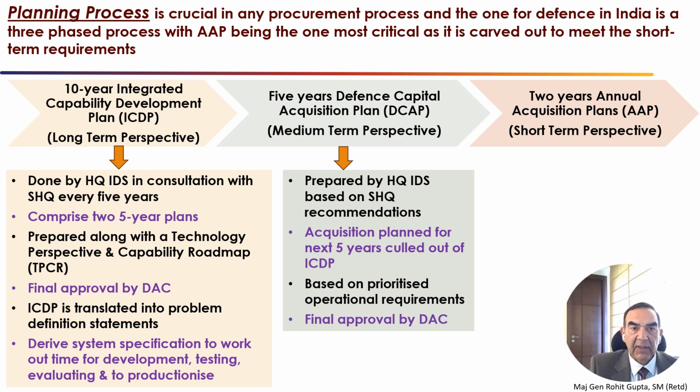At the apex level, we have the 10-year integrated capability development plan, ICDP, which looks at the long-term perspective of defense capability building. This ICDP is done by the Headquarter Integrated Defense Staff, IDS, in consultation with the service headquarters every 5 years. And this comprises two 5-year plans to make a 10-year plan.